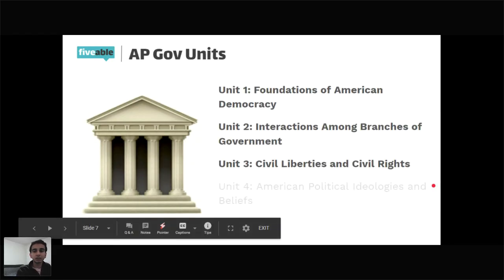This is very similar to FRQ number 1 on the traditional exam. In terms of units, what is going to be covered on this AP exam is only Unit 1 through 3.